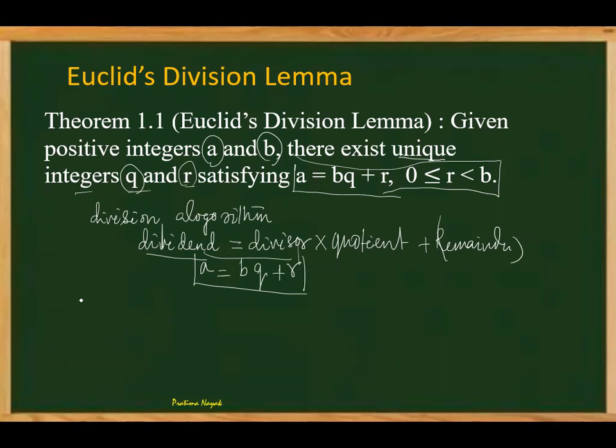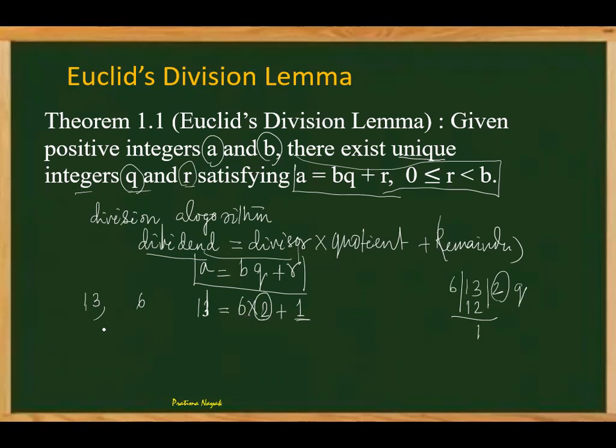Now let us take the example. Suppose a is equal to 13, b is equal to 6. Then we can write 13 is equal to 6 multiplied by 2 plus 1. 13 divided by 6: 6 twos are 12, 1 is remainder. So 2 is quotient which is multiplied with 6, and r is remainder.